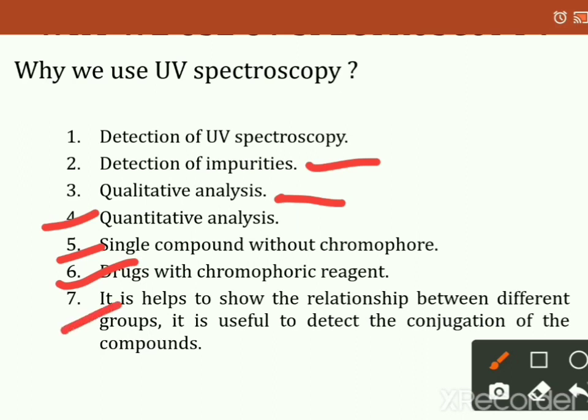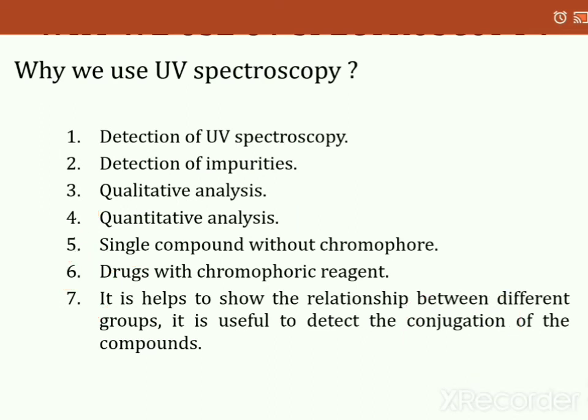It also helps to show the relationship between different groups. It is useful for the detection of conjugation in the compound. As I said earlier, ultraviolet spectroscopy is mainly used for the detection of conjugation.